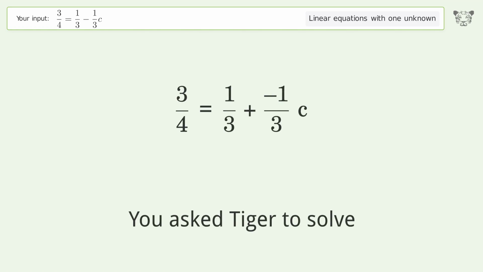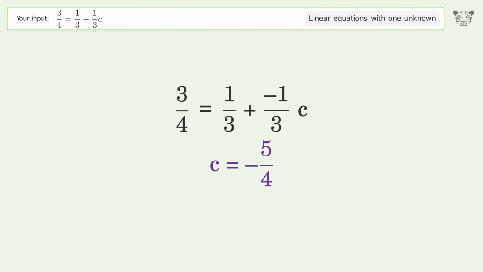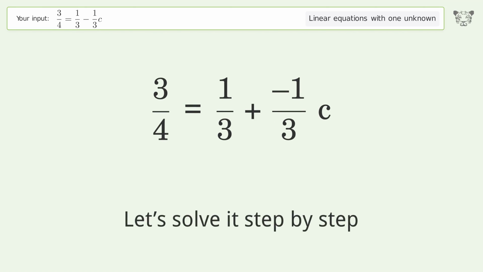You ask Tiger to solve. This deals with linear equations with one unknown. The final result is c equals -5/4. Let's solve it step by step.